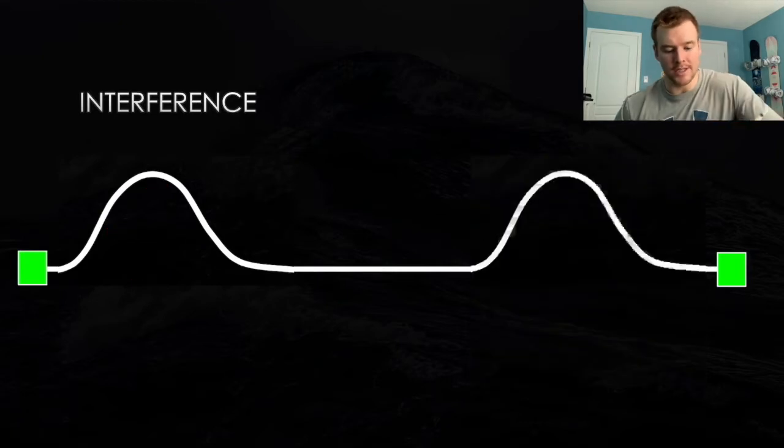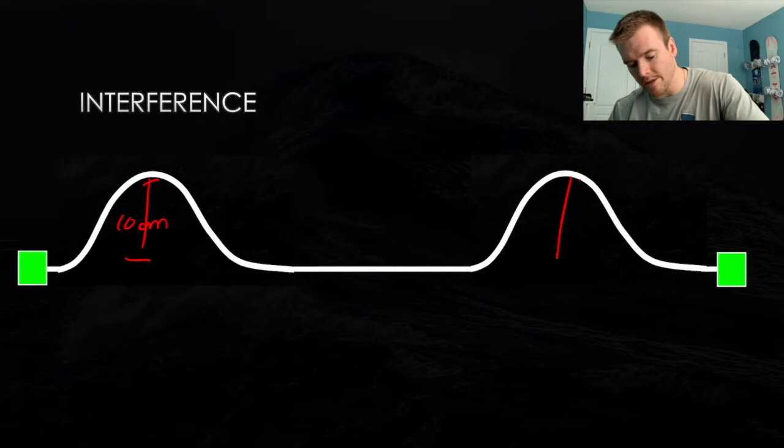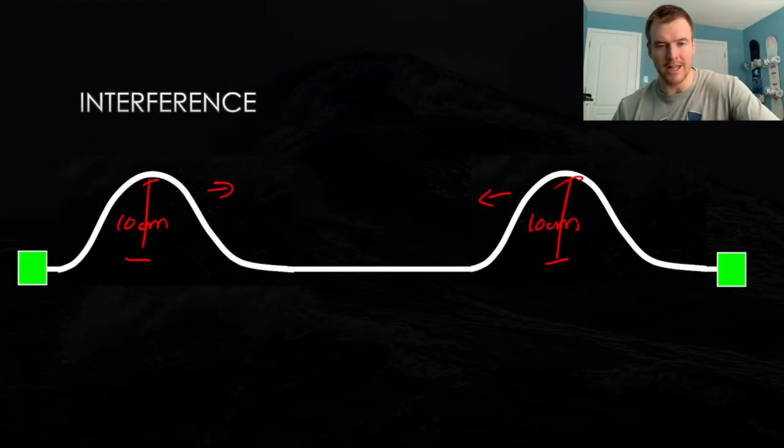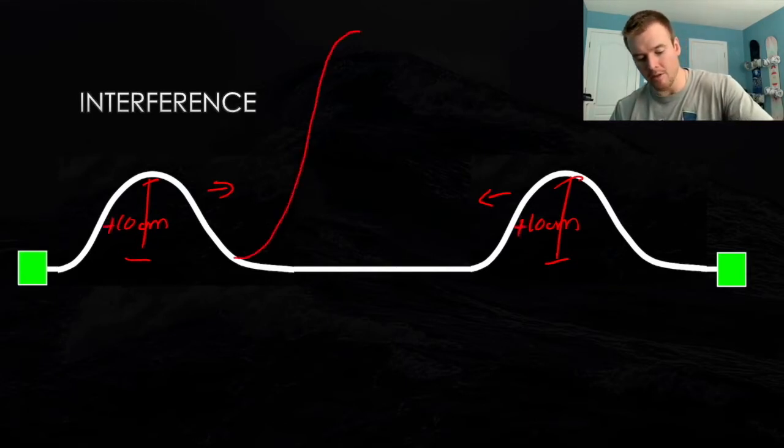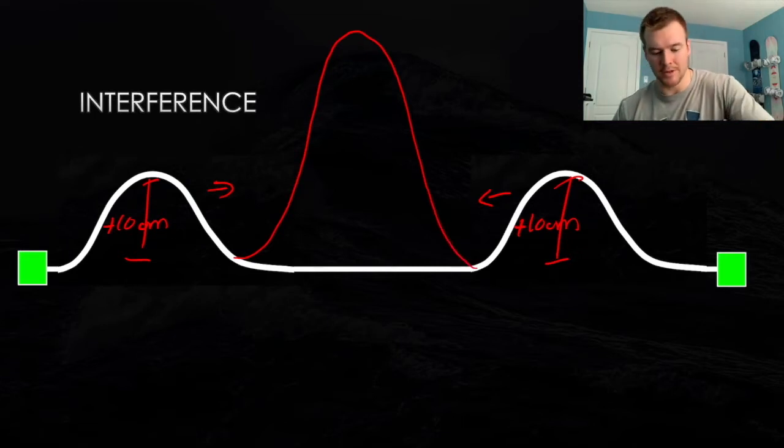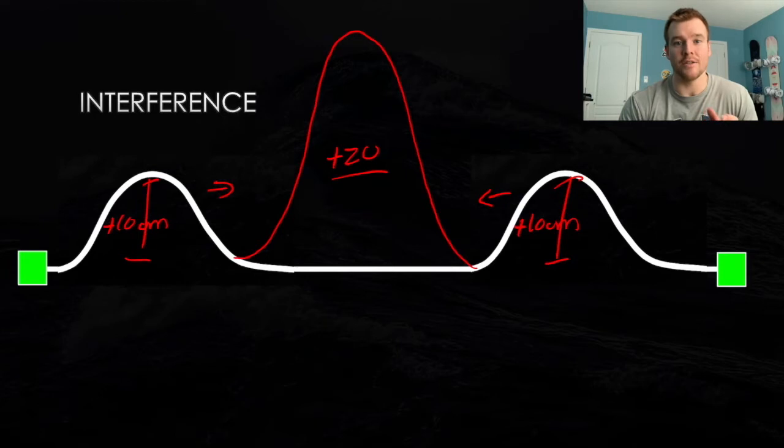If we had them both on top like this, and again, let's say this is 10 centimeters and this one is 10 centimeters, and they're coming towards each other like this, again, they're going to meet in the middle, but now it's going to be plus 10 and plus 10, and they would make a really large amplitude here of plus 20. All right, so that's how waves interfere with each other.